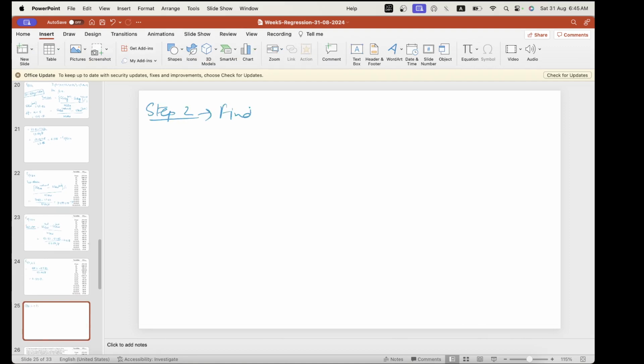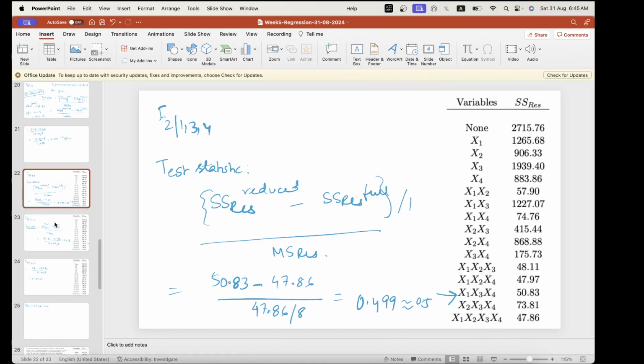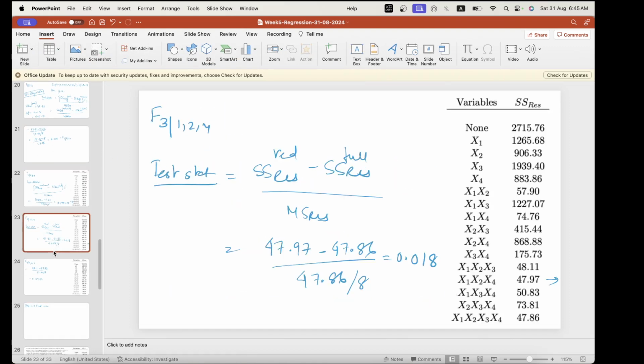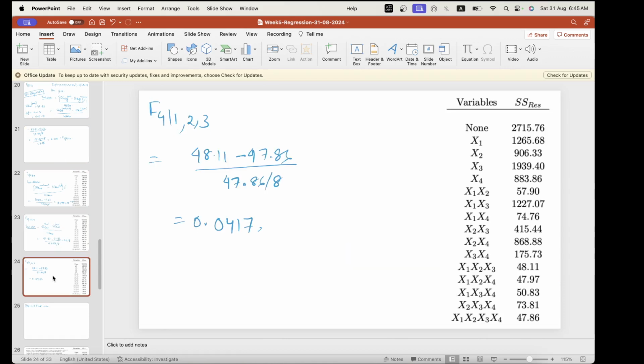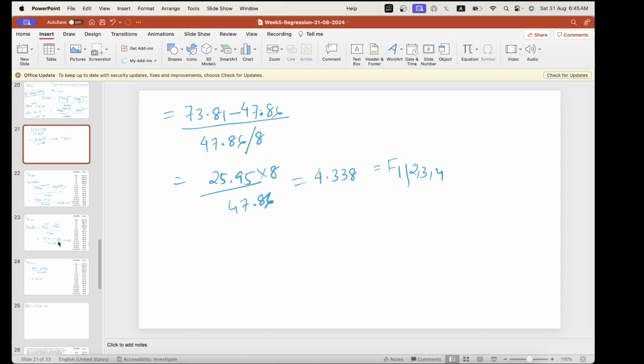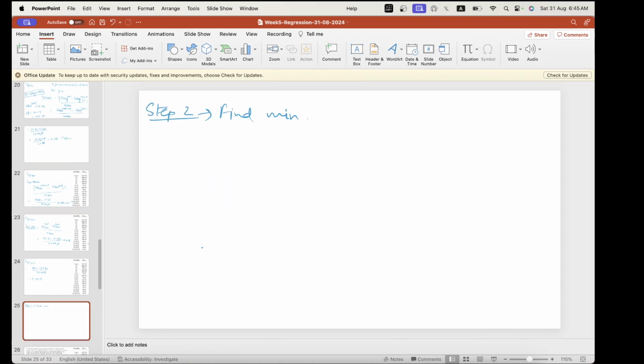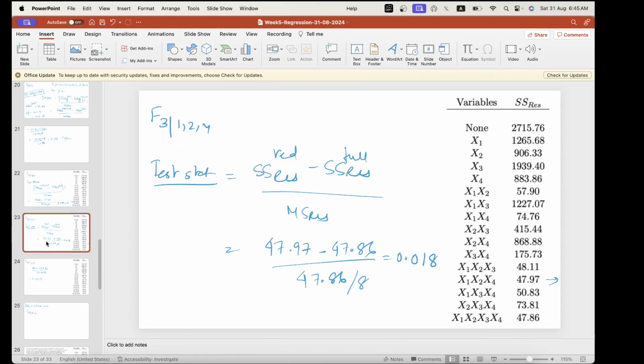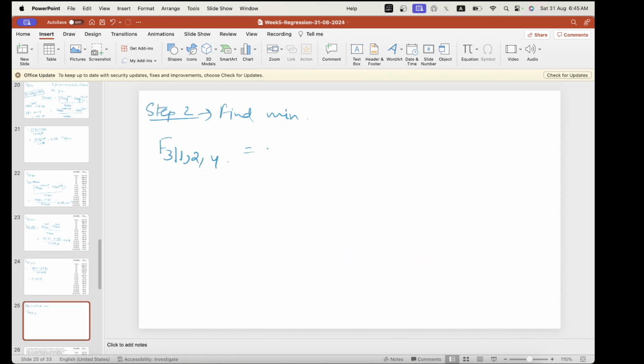Okay, now the next step is to find the minimum. Amongst all these I am seeing that this is 0.01, this is 0.04, so f3 is the minimum. All right, so minimum is f3 given 1, 2, 4. Okay, and that value is 0.018.